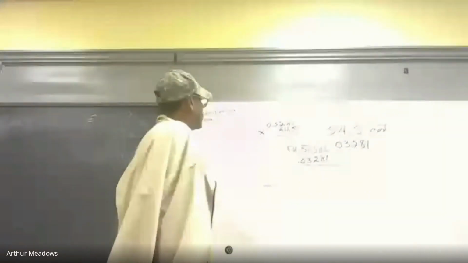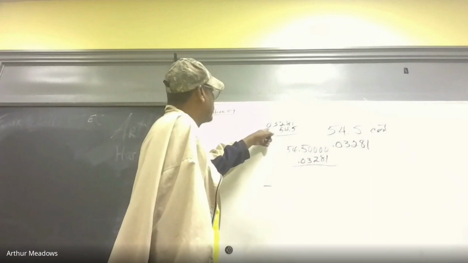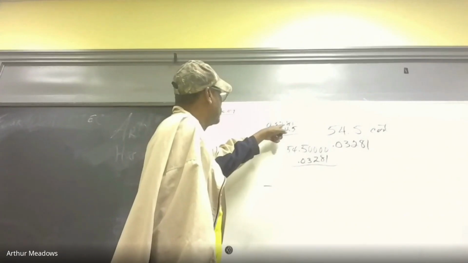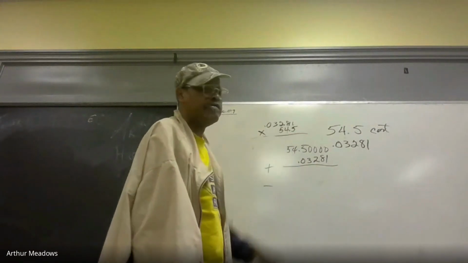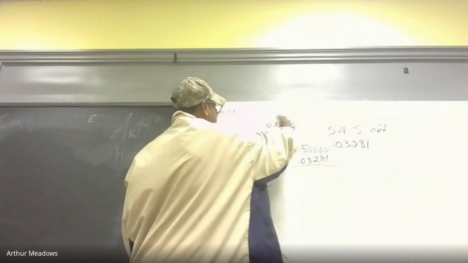It's the numbers behind the decimal point. So one, two, three, and you got one there. It'll be six numbers behind the decimal point. So we are six up here.